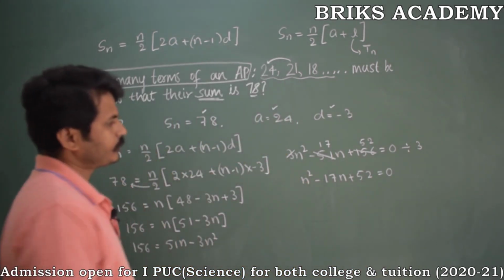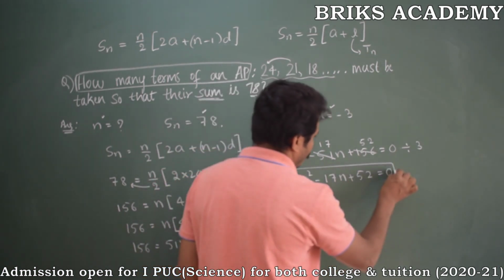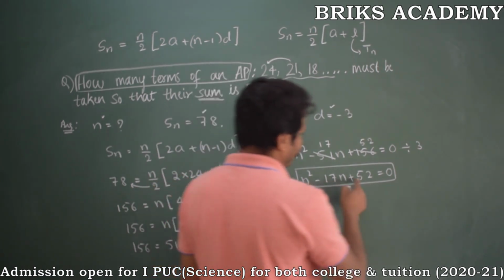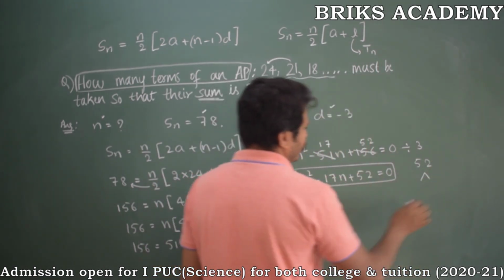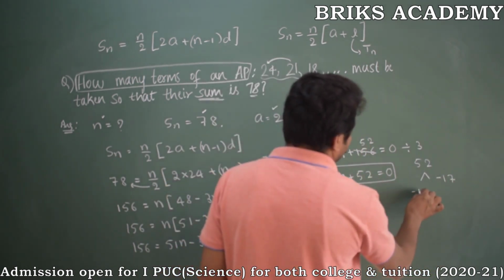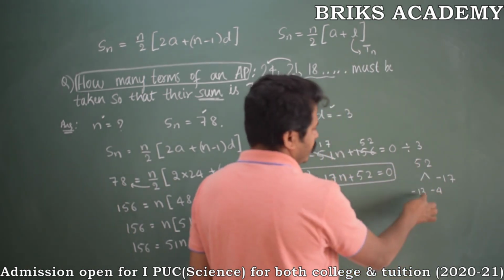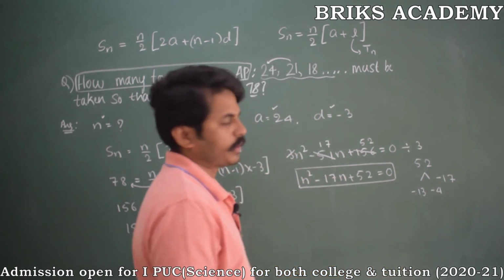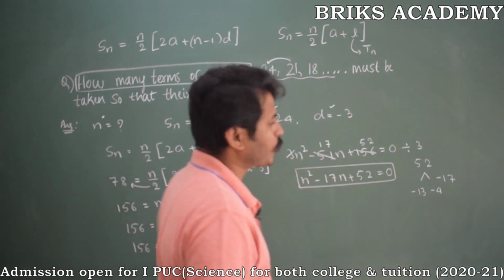Check. So it is a quadratic equation. You need to solve. How to solve a quadratic equation we have taught in the quadratic equation chapter. If you multiply that, you have to get 52. If you add that, you have to get minus 17. It is minus 13 and minus 4. Minus into minus plus, 13 fours are 52. Minus 13 minus 4 is minus 17. If you add that, you will get minus 17. If you multiply that, you will get 52.